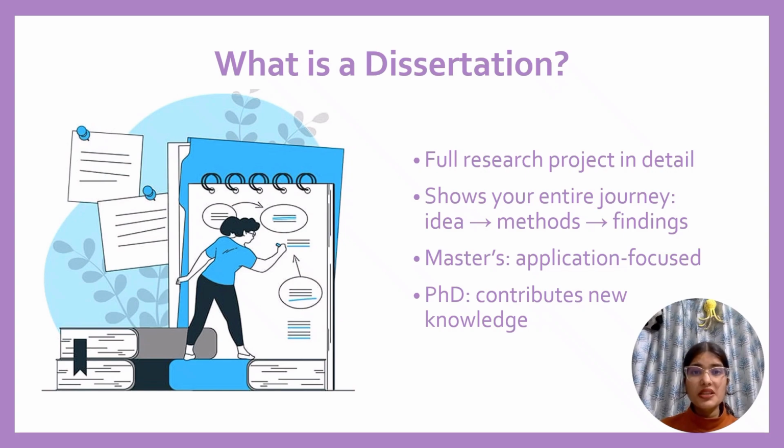A dissertation is basically a full research project presented in detail. It's your research story, from your first idea to the final discoveries. For master students, it is usually about applying methods. For PhD students, it has to contribute something new to the knowledge. Think of it like building a house. Your proposal was the blueprint, but the dissertation is the fully built house with everything in place.